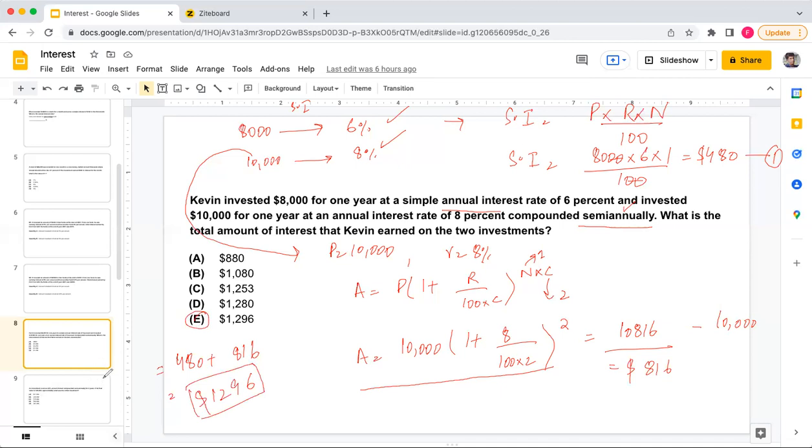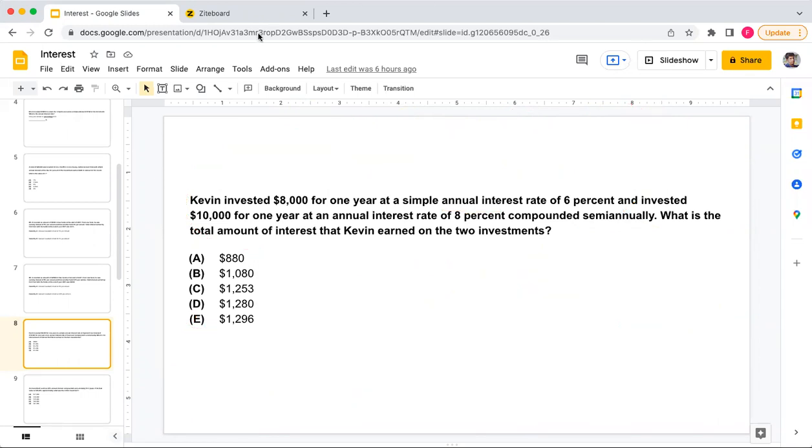So everyone got this? This is a very basic question. The only trick was that this is compounded semi-annually.